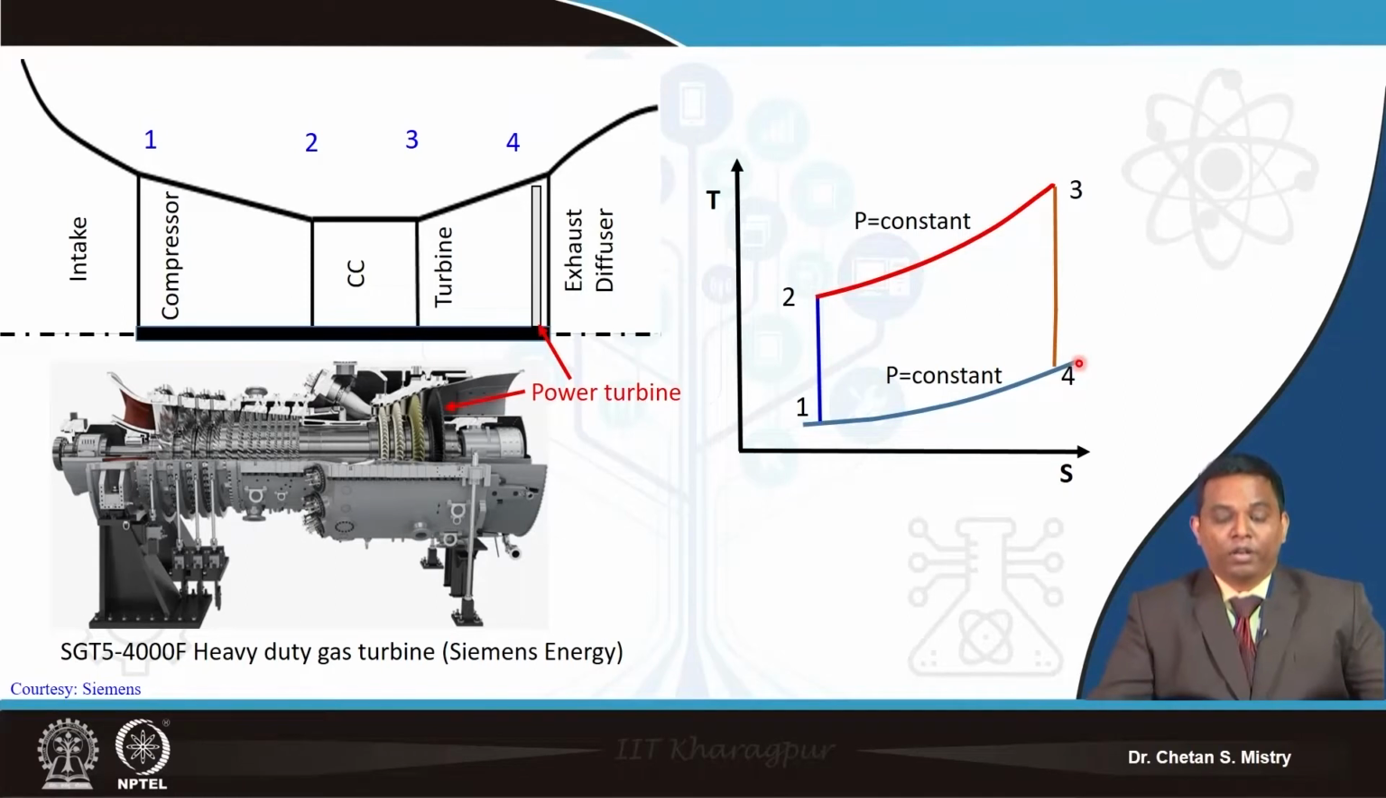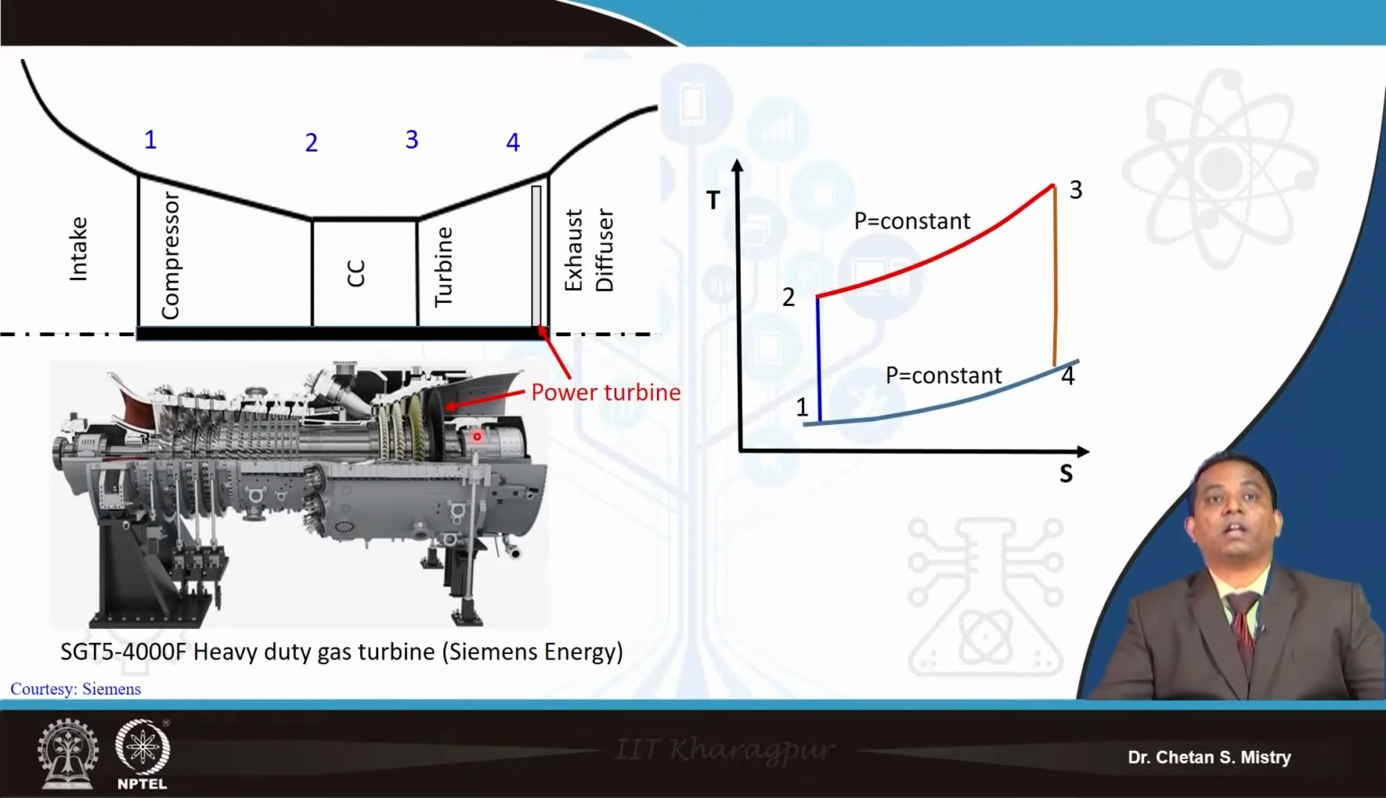Now just look carefully, the construction here is totally different from the gas turbine application to aero engine. The purpose here is the generation of power, and that's the reason your exhaust is not going straightaway to the nozzle. Here this high temperature gas strikes the power turbine, which is connected with the generator, and that generates my electric power. So the purpose of the gas turbine here is power generation.